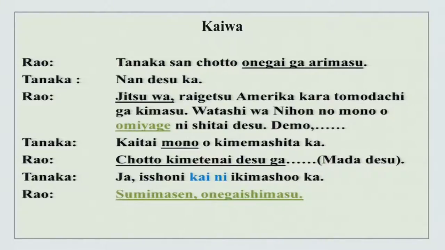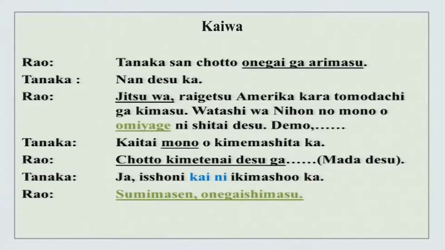So, well, how much did you understand? There is just one new thing in this dialogue and I am sure most of it is understood. Well, I will read it once. Rao-san to Tanaka-san no kaiwa de, ikkai watashi wa yomimasu kara, yoku kiite kudasai ne, minasan.